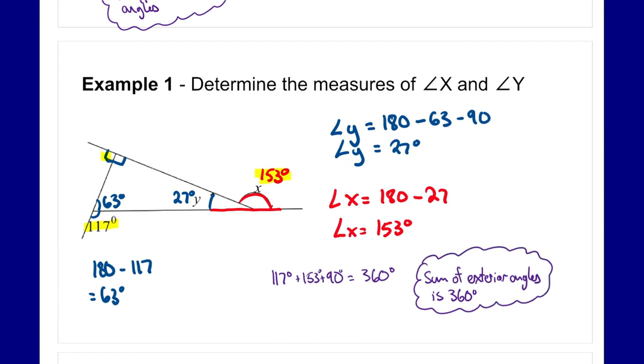Right, so we could have gone through and done 360 minus 117 minus 90 and got our answer of 153. Or we could use the straight line idea to figure out the interior angles of this triangle and then find y and then find x. So different ways you can go about solving these types of questions.